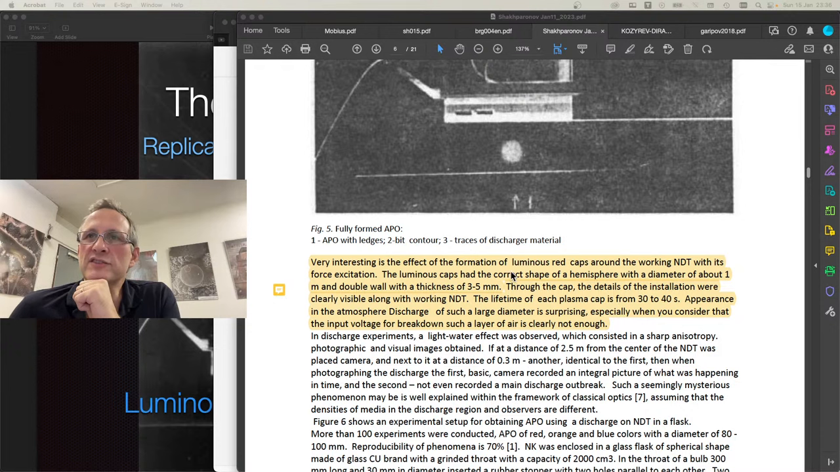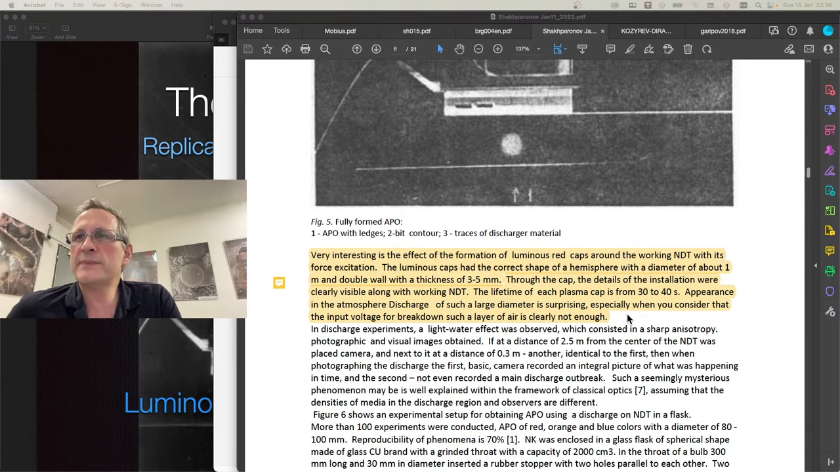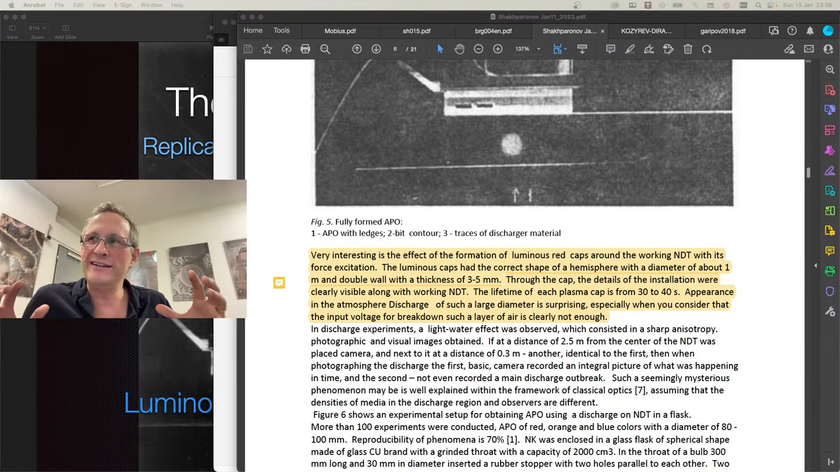It's a fractal structure. So through the cap, the details of the installation, the equipment that produced it, were clearly visible along with the working NDT. The lifetime of each plasma cap is from 30 to 40 seconds. Appearance in the atmosphere of a discharge of such a large diameter is surprising, especially when you consider that the input voltage for breakdown of such a layer of air is clearly not enough. Well, it's clearly not breaking down a 1 meter wide structure.